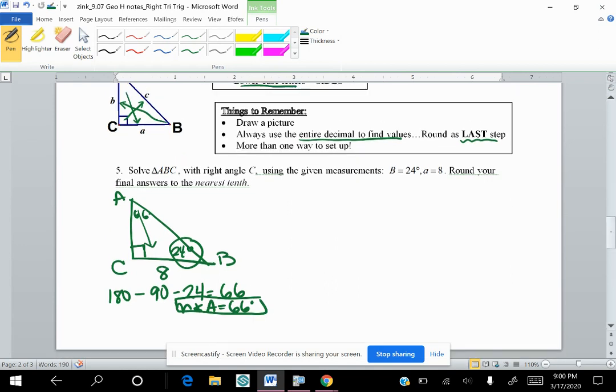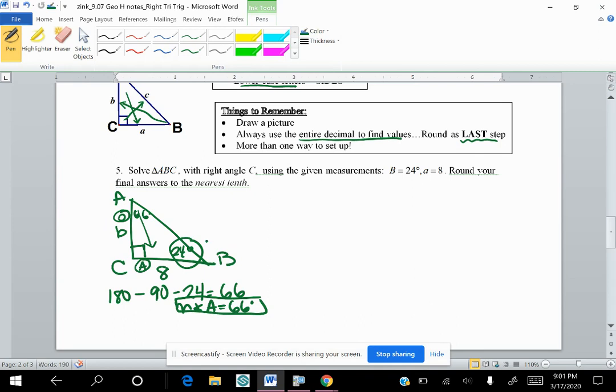So I am going to use the 24, and I have to use the 8 because that's the only side I know, which is my adjacent side. And I need to find one of the other sides. So let's do side B first. That's going to be my opposite side, so this is my lowercase b.